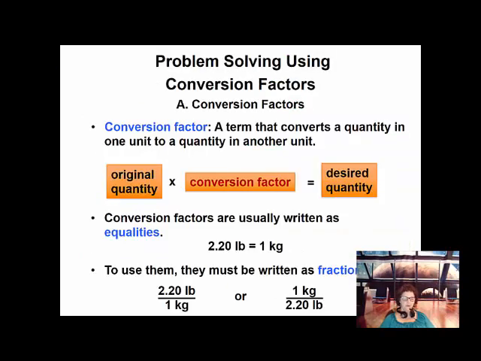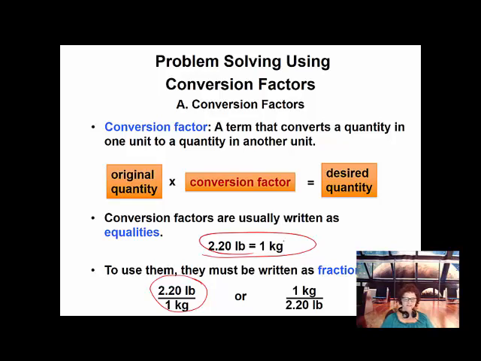Alright, so problem solving using conversion factors. So conversion factors are basically what we call an equality. That is, we put two things that are equal to each other, and we can either write them like this: 2.2 pounds equals 1 kilogram, or we can write them as a fraction. We can write 2.2 pounds over 1 kilogram, or 1 kilogram over 2.20 pounds.